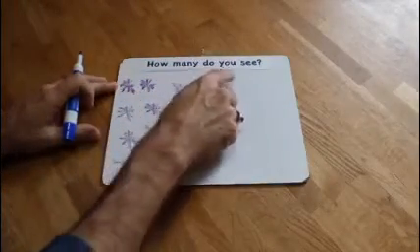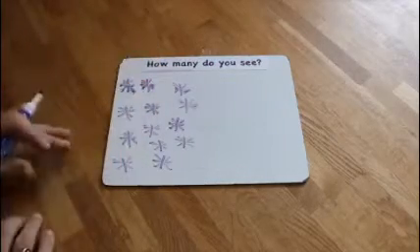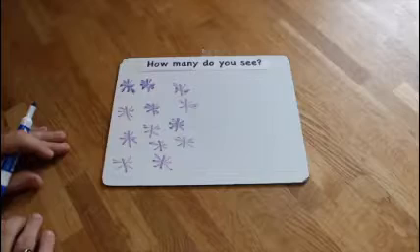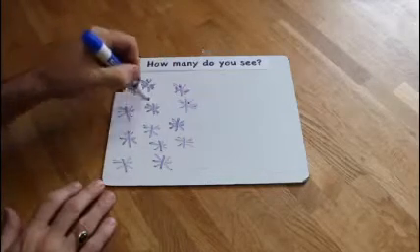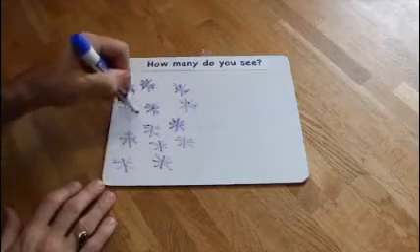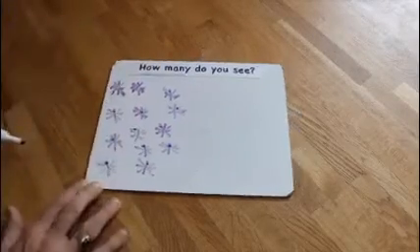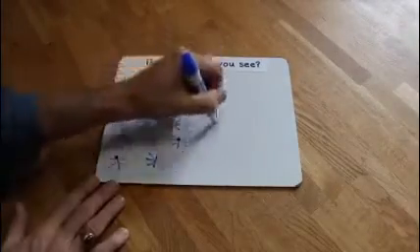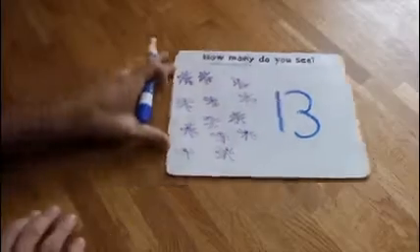How many do you see? They're sort of all mixed up, but I think we can make some lines across from left to right, top to bottom. Here we go. 1, 2, 3, 4, 5, 6, 7, 8, 9, 10, 11, 12, 13. How do we write a 13? A 1 for the 10, a 3 for the ones, 13.